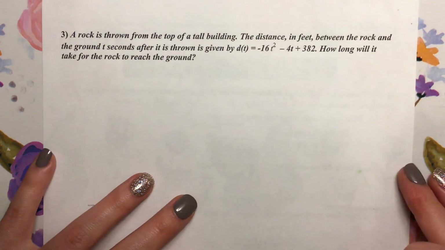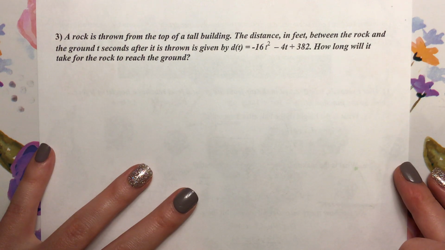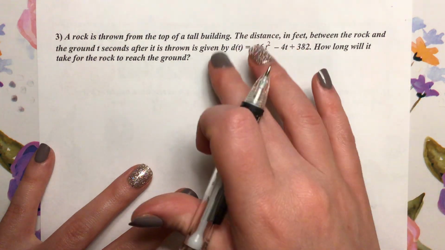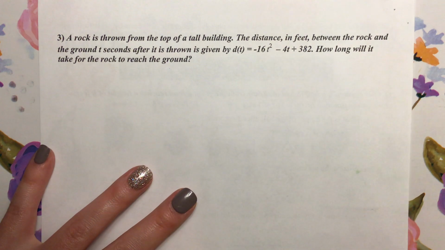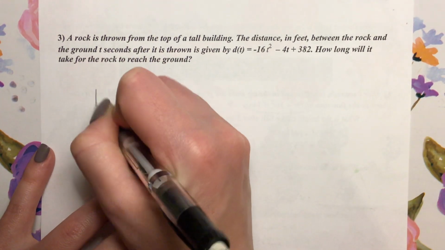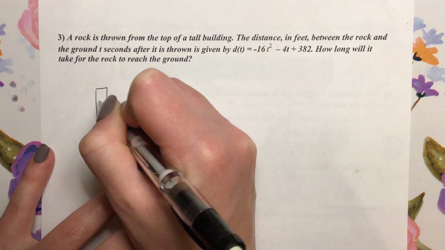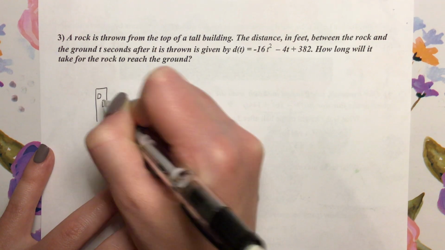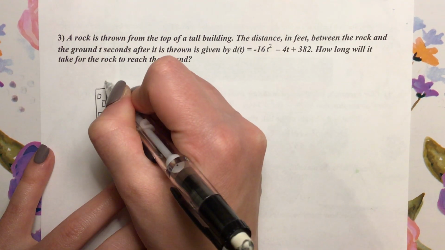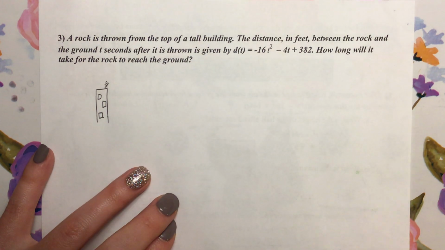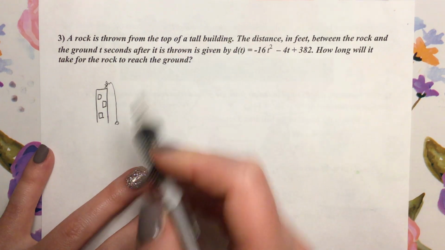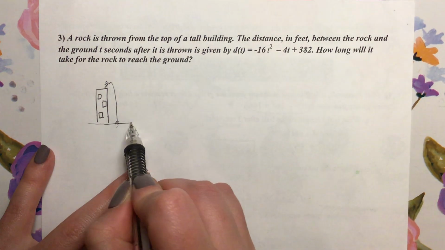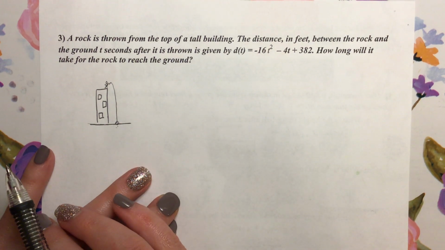So on the back it says, a rock is thrown from the top of a tall building. The distance in feet between the rock and the ground in t seconds after it is thrown is given by this function right here. How long will it take the rock to reach the ground? So basically, we've got a big tall building, and then somebody up here just doing experiments, and they're going to throw a rock off, and we're wondering, when will the rock be at 0? When will the rock hit the ground?